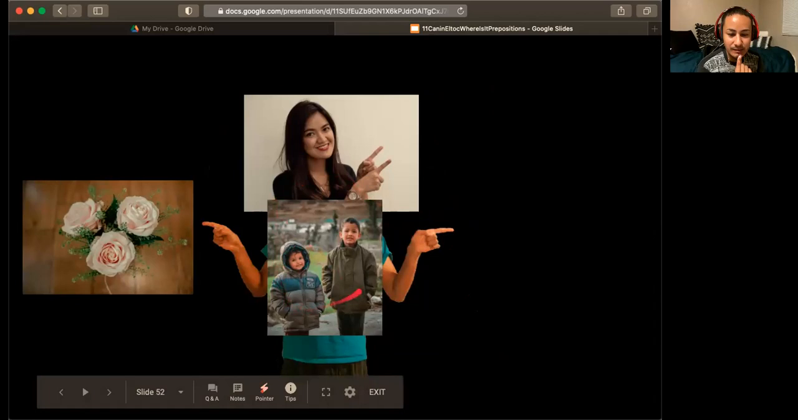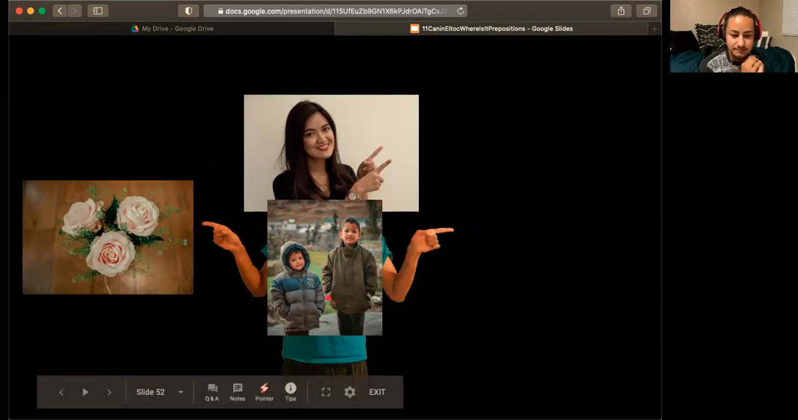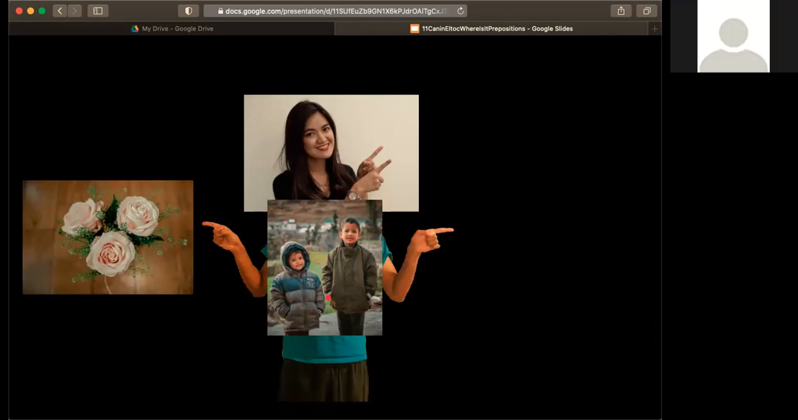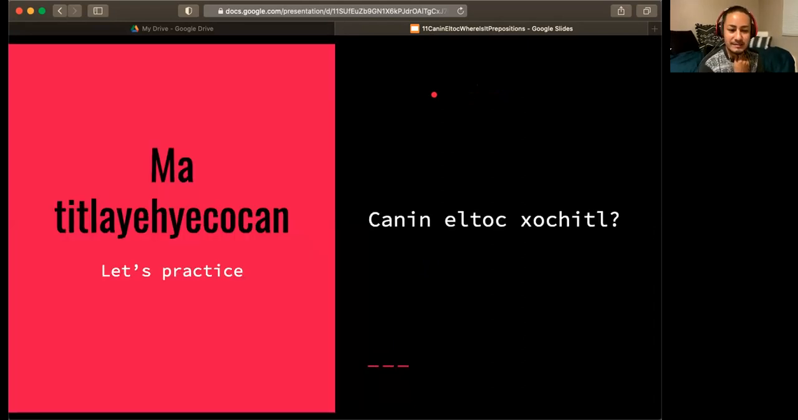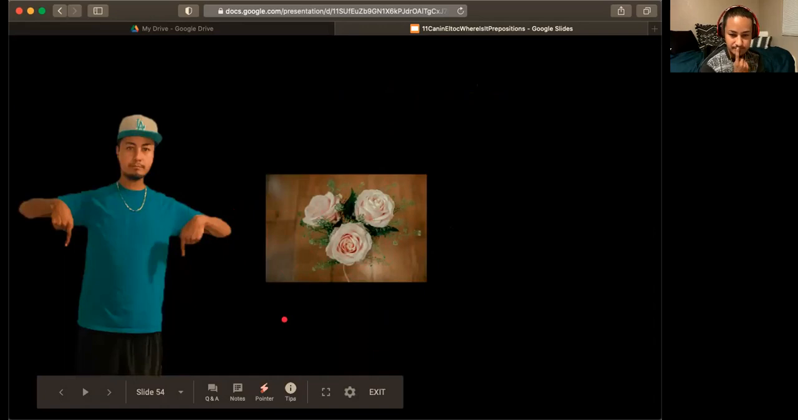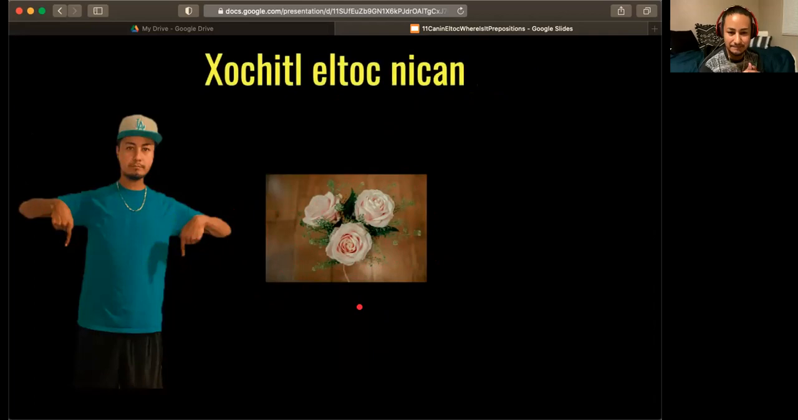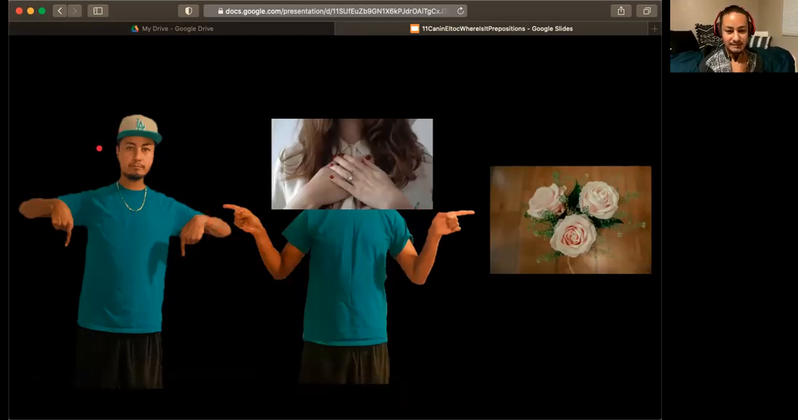All right, now we're specifically talking about Sandy, Juan Daniel, and these flowers are to their sides. Canin eltoc amoxtli. Xochitl. Xochitl eltoc ininacatzlan Sandy Juan Daniel. Quali. You got it, basically all of it. Yes, quali. All right. Canin eltoc xochitl. Picture and xochitl. Xochitl eltoc nican. Quali. Xochitl eltoc nican. Canin eltoc xochitl. Okay, so first you indicate, well, I want you to indicate this and also next to and the person. So I guess I'm trying to explain it visually, but hopefully you understand what this means. If not, we'll see.